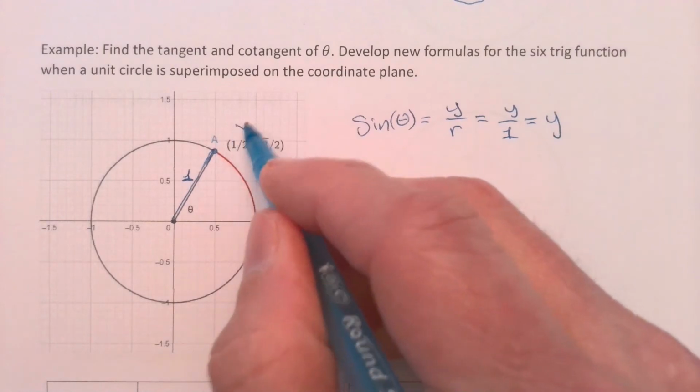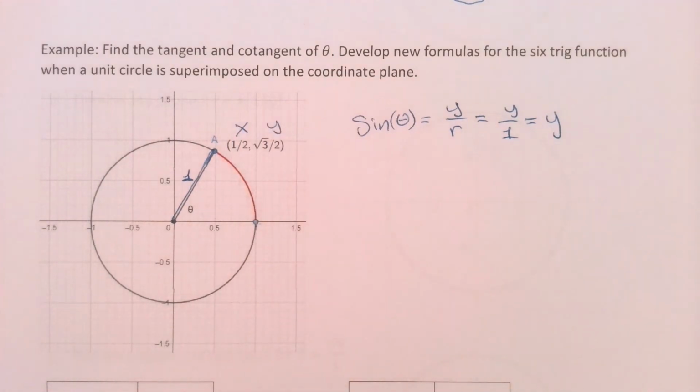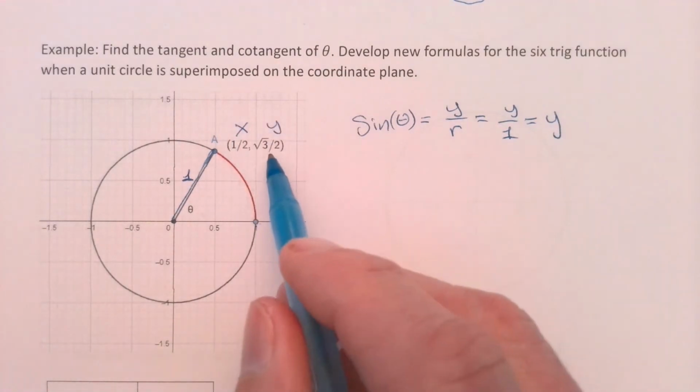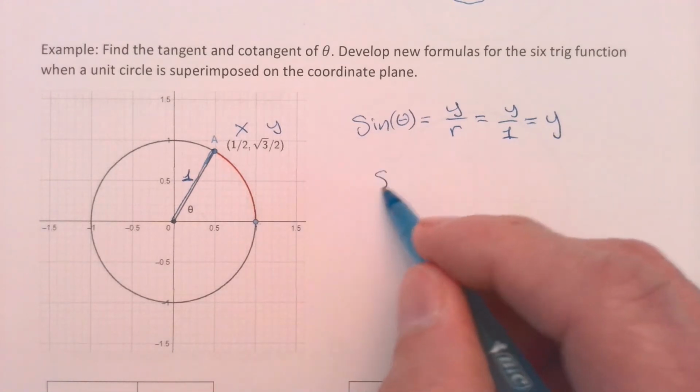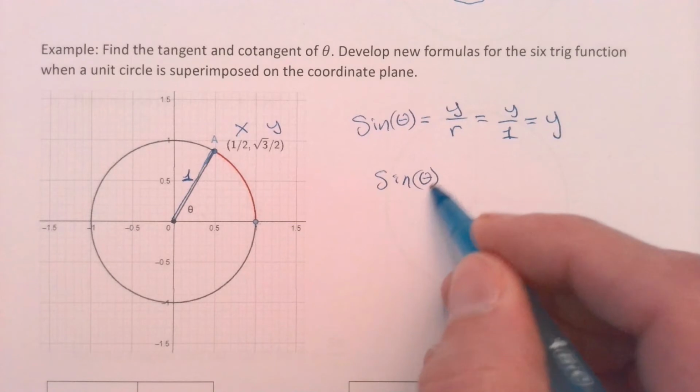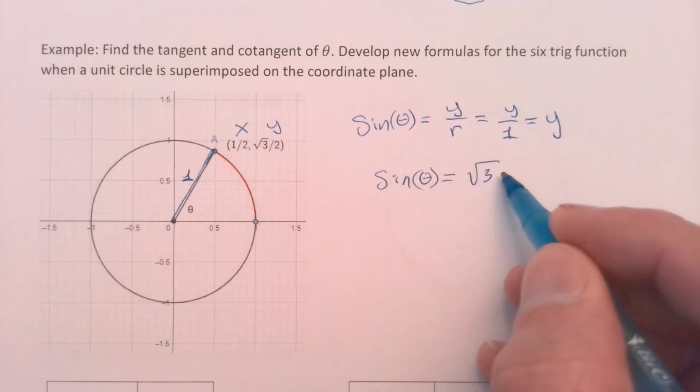So if this is the x and this is the y, check it out. You're looking at the sine right there. The sine of theta is just the y value. It's root 3 over 2.